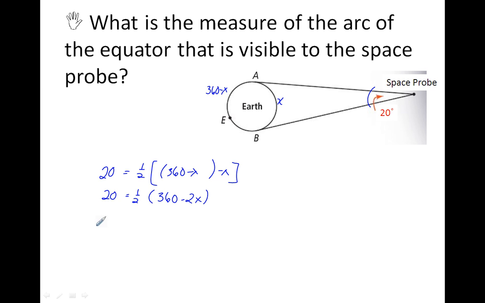Again, distribute our 1/2 because everything is even. So we get 180 minus x. Subtract 180 from both sides. Negative 160 is negative x. Multiply both sides by negative 1. So 160 equals x. So we can see 160 degrees on this with this angle measure of 20.